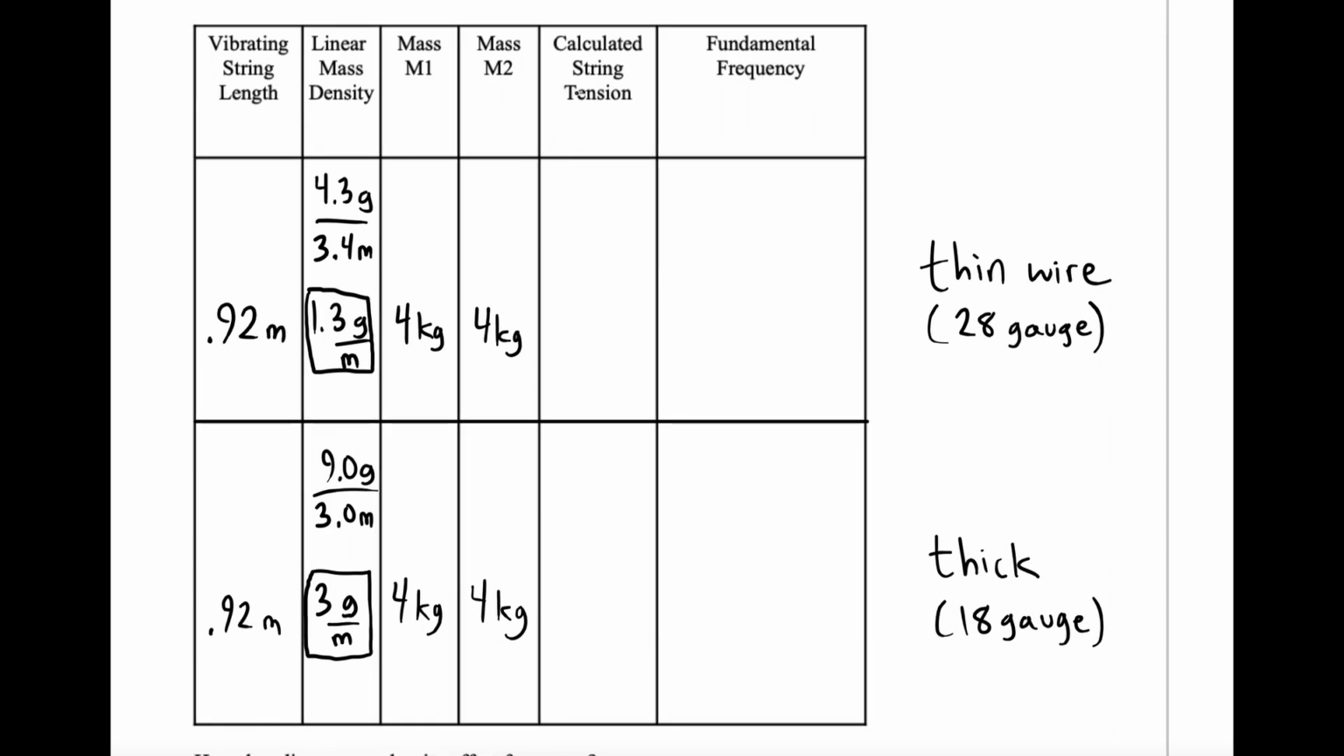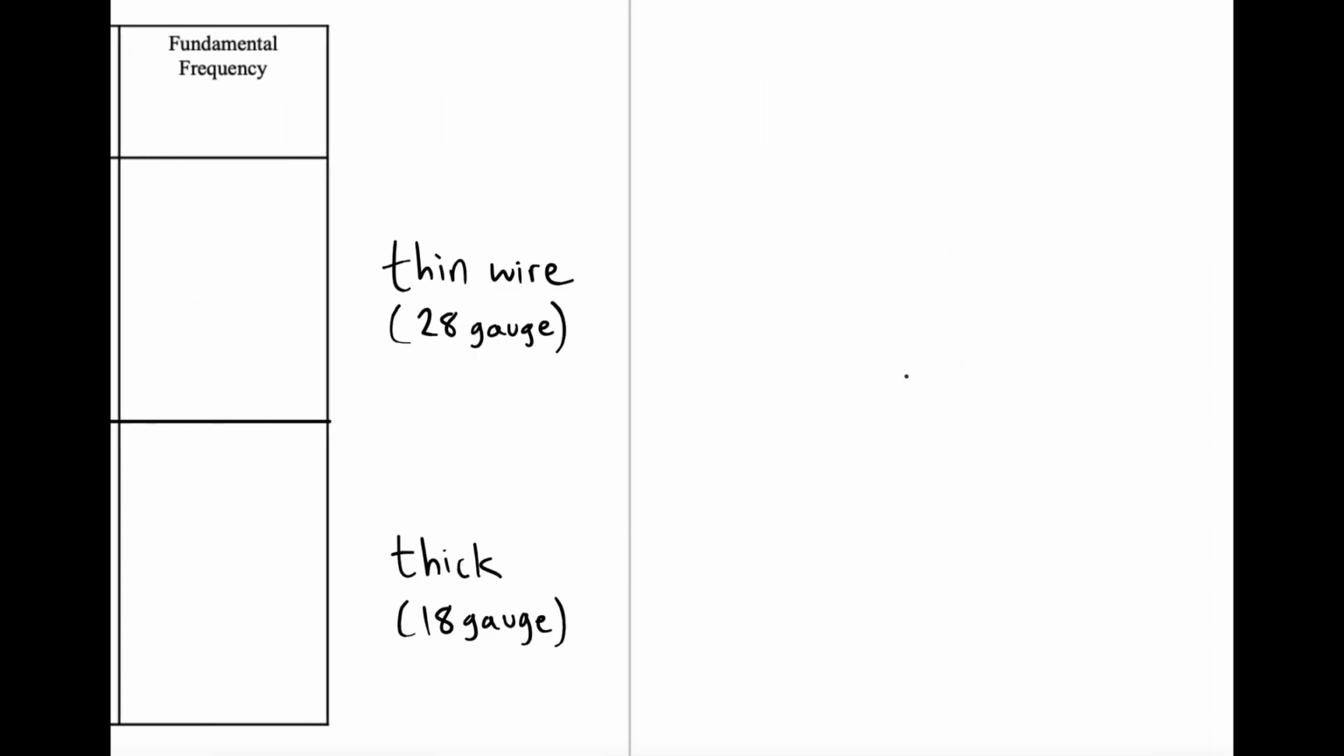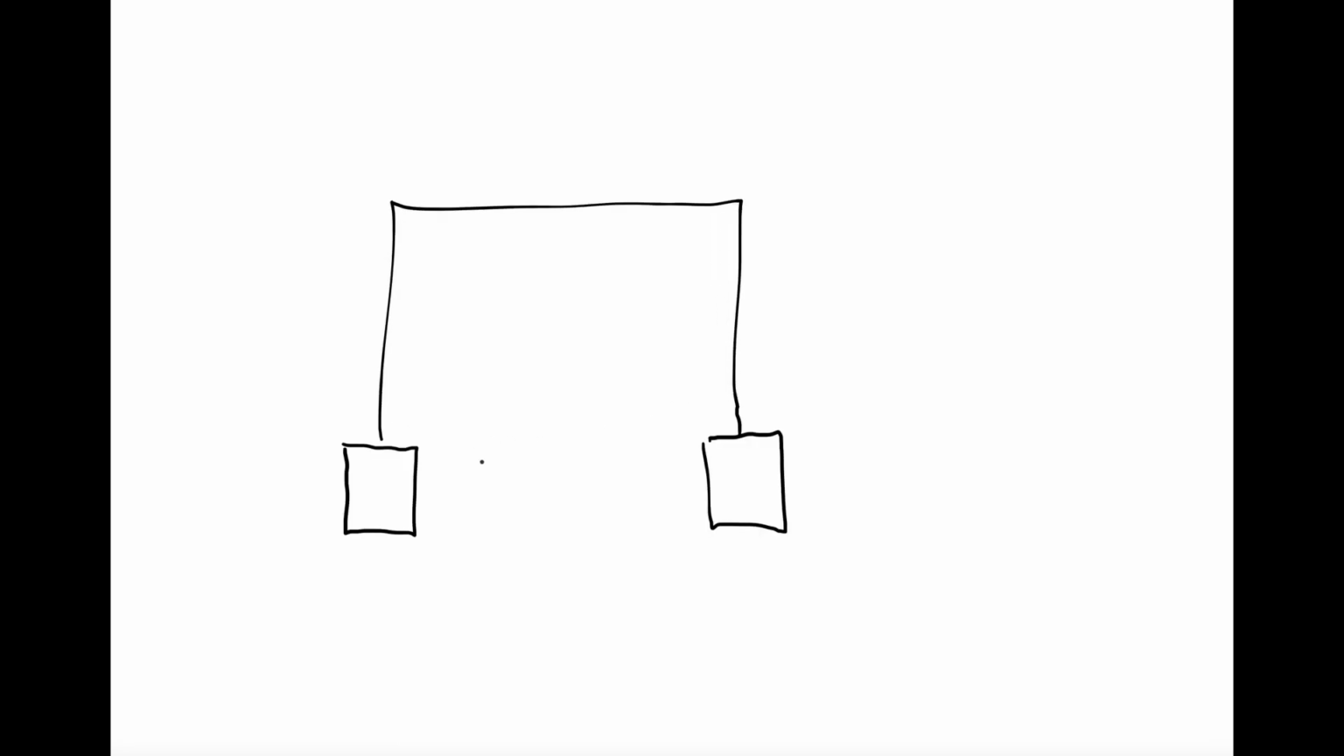Well, when it comes to the calculated string tension, I've got 4 kilograms hanging from the left side and 4 kilograms hanging from the right side. According to Newton's laws, the forces have to be balanced in this situation because our object is at rest. So this means that the force of gravity, the weight of the thing, has to equal the tension in the string for both of these objects, actually.